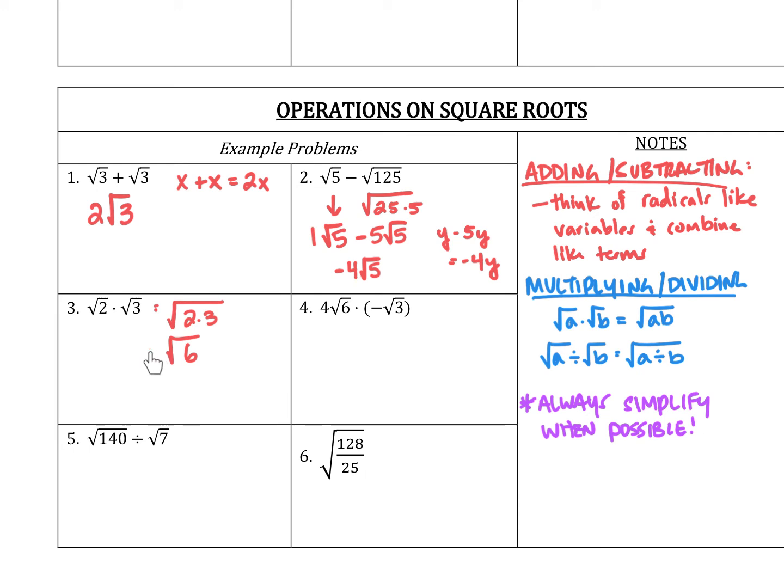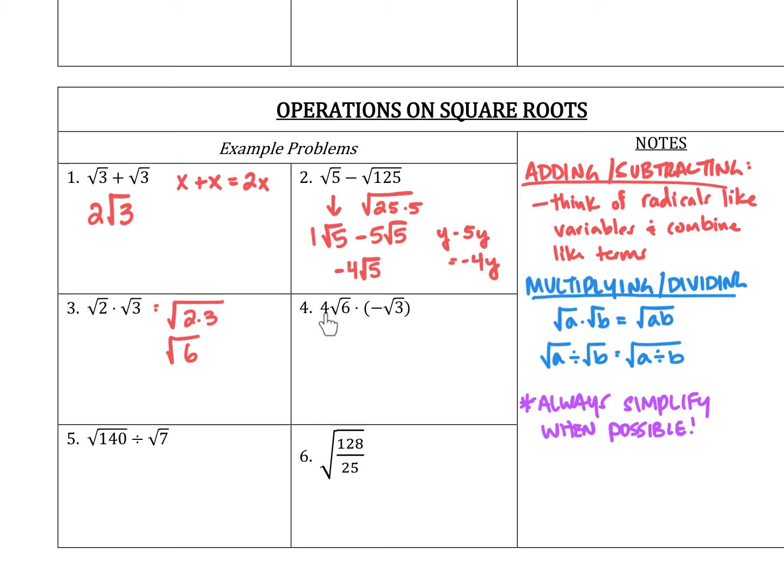Square root 6 is going to be my simplified version of square root 2 times square root 3. I would maybe check to see if I can simplify square root 6. But since that number 6 does not have any perfect square factors, there's no way to break it apart into a perfect square times some other number, that means I cannot simplify that. It's just going to be the square root of 6.